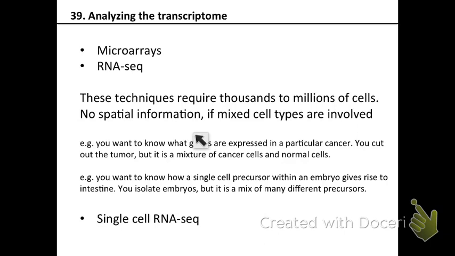So we need other techniques if you want to know the transcriptomes expressed in a tissue. For example, if you want to know what genes are expressed in a particular cancer, you cut out the tumor, but the tumors are a mixture of cancer cells and normal cells, and you don't know which one is which, right? Or you want to know how a single-cell precursor in an embryo gives rise to intestine. You cut the intestine, which has lots of different cell types. You actually lost that information, right?